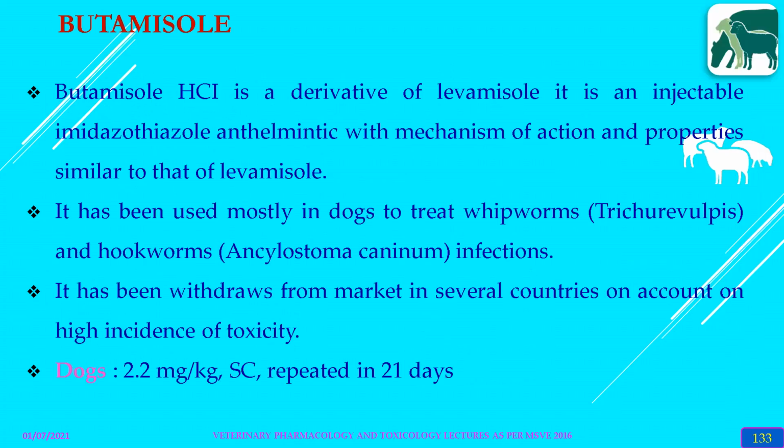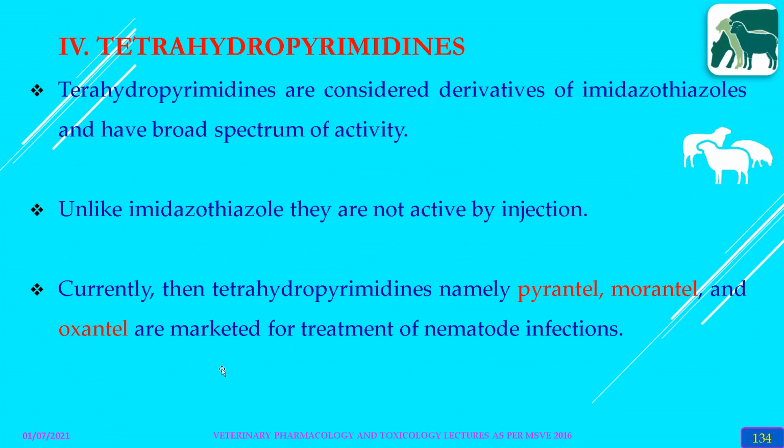Butamisole is another congener, a derivative of levamisole, and it is an injectable imidazole with mechanism of action and properties similar to that of levamisole. And it has been used mostly in dogs to treat whipworms. In dogs, the dose is 2.2 milligrams. And tetrahydropyrimidines, yes, we will learn this in tomorrow's class, tetrahydropyrimidines.